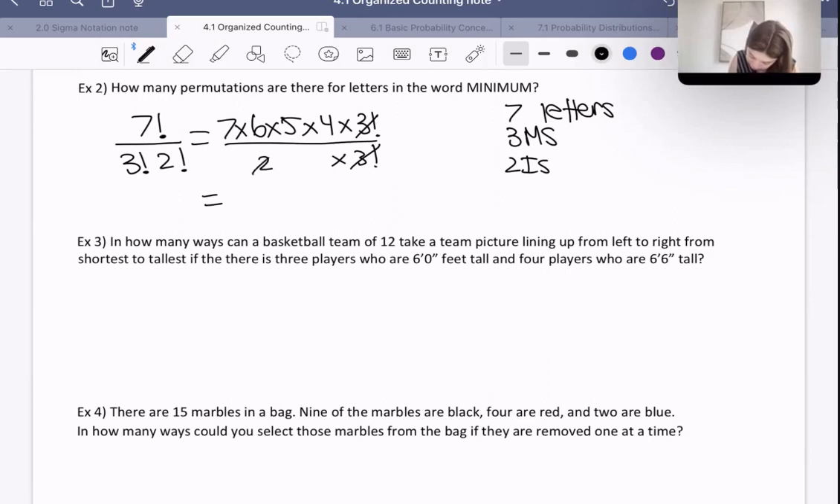And then I can cancel those out and make this a 2. And then let's multiply those last few things out there. So 7 times 6 times 5 times 2 is going to give us 420. So there are 420 ways to arrange the letters in the word minimum, right? Whereas if we didn't have repeats, there would be more ways, because we could arrange any of the 3 M's any way we want, and we're still going to get the same permutation overall. And same with the 2 I's as well. We could switch them and nobody would know, it would be the same thing.